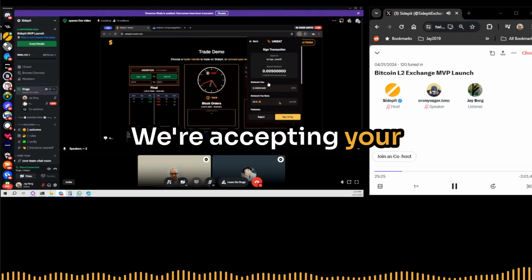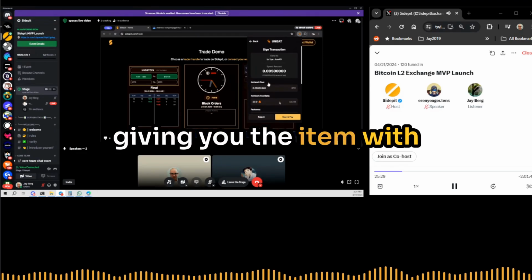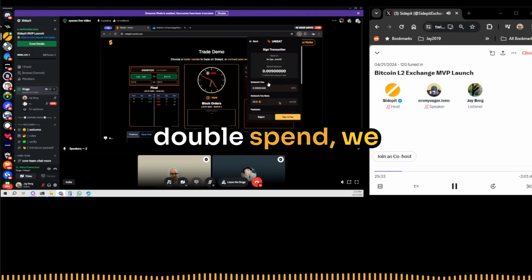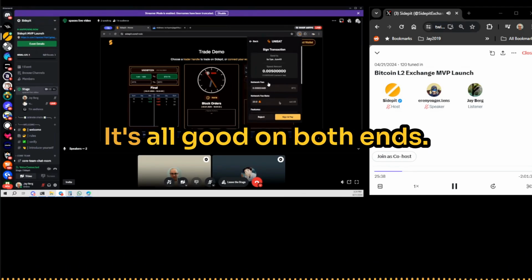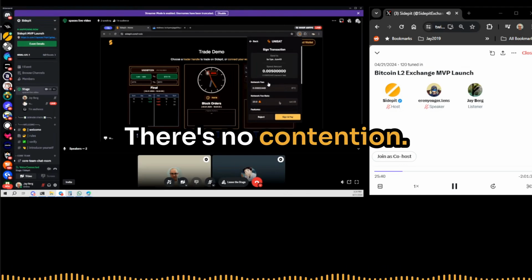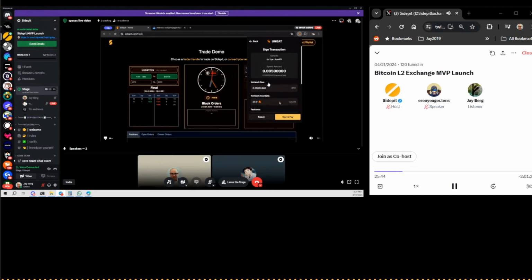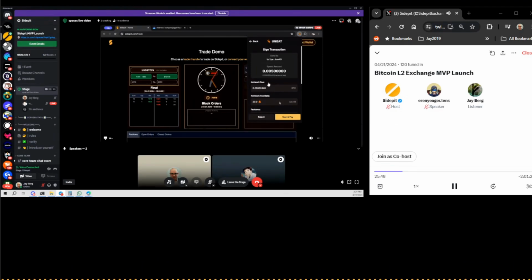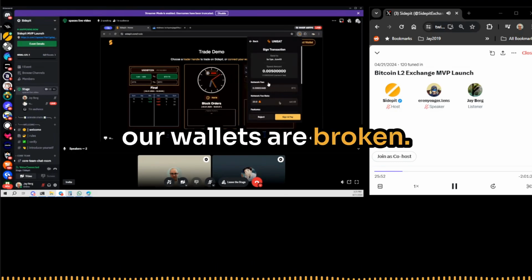We're accepting your transaction with a low fee with zero confirmation, and we're giving you the item with a low fee with zero confirmation. And if you want to double spend, we take back the jacket and it's like a refund. It's all good on both ends. There's no contention. There's no reason for anyone to pay the miner in this transaction. It turns out this is more than 90% of transactions that happen on Bitcoin. There's no reason to pay a high fee. We just pay high fees because our wallets are broken.